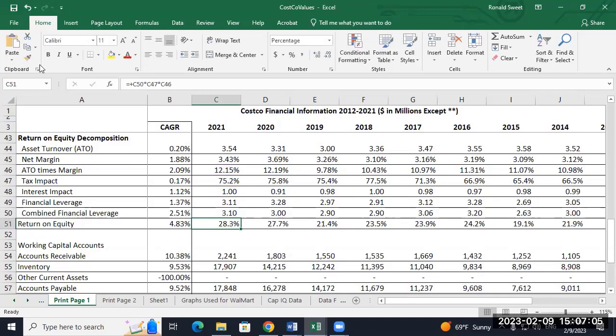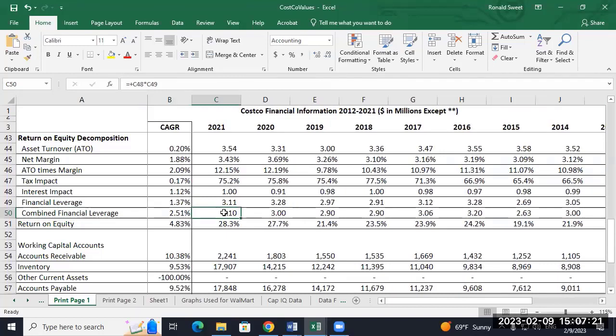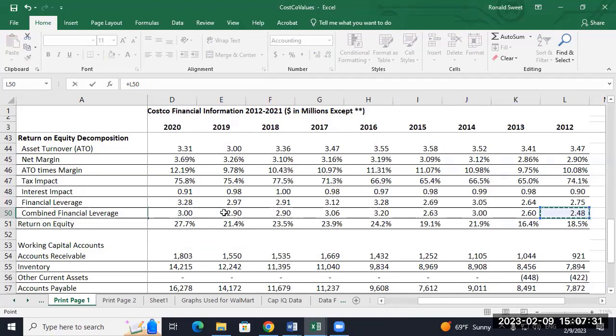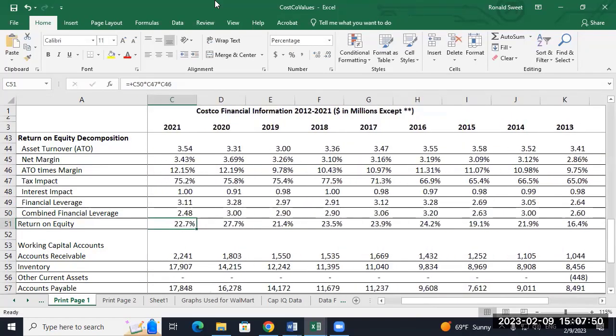And so you might ask the question, so let me show you what you could do. During that time, their combined financial leverage went from 2.5 to 3.1. So how much impact does that have? So let me show you a little trick. What if their financial leverage was the same as it was in 2012? Their ROE would not have gone to 28, it would only have gone to 22. But that's still pretty good, isn't it? 18 to 22. Y'all see what I did there? So how much is that 28% due to their higher financial leverage? Well, let me just make the financial leverage the same, and it shows you that number.